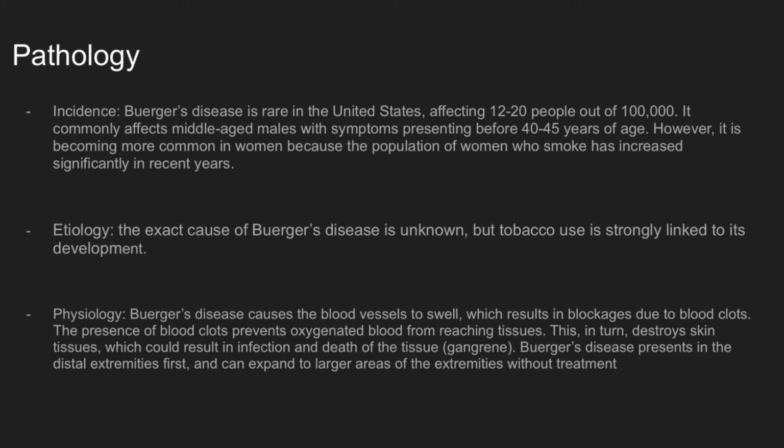In terms of etiology, the exact cause of Buerger's disease is unknown, but tobacco use is strongly linked to its development. Buerger's disease causes the blood vessels to swell, which results in blockages due to blood clots. The presence of blood clots prevents oxygenated blood from reaching tissues. This in turn destroys skin tissues, which could result in infection and death of the tissue, or gangrene. Buerger's disease presents in the distal extremities first and can expand to larger areas of the extremities without treatment.